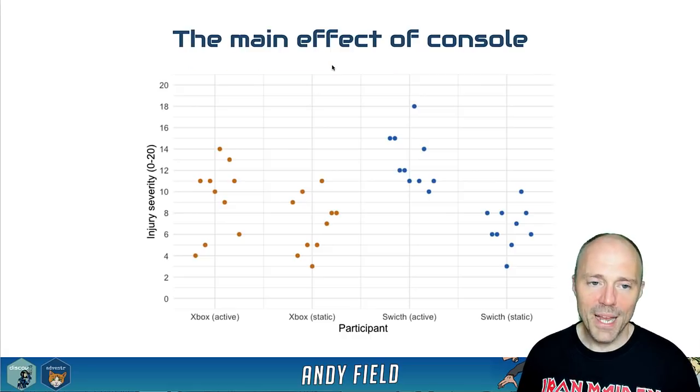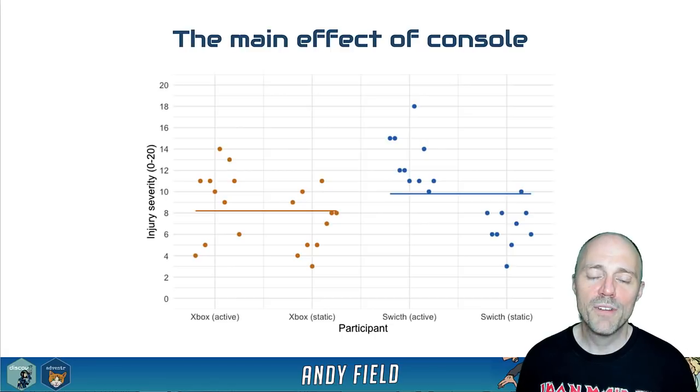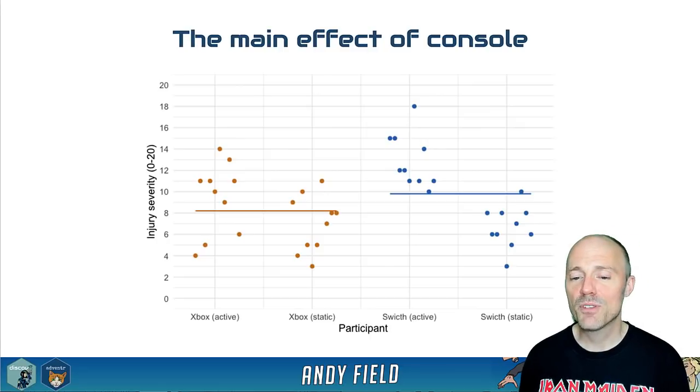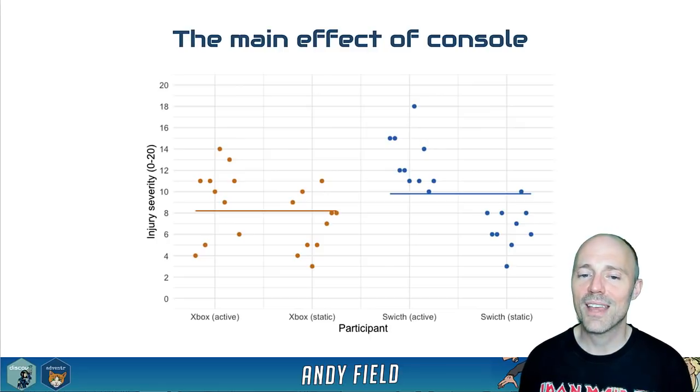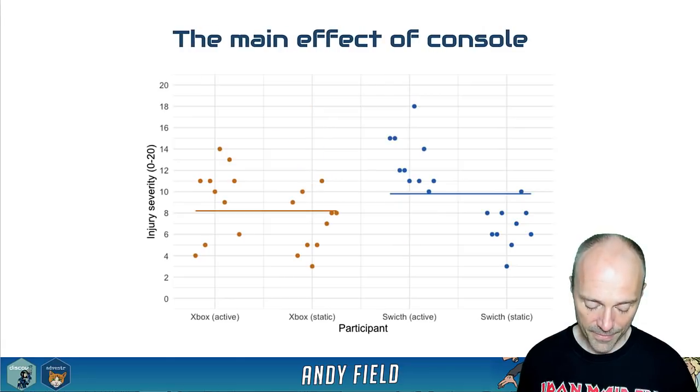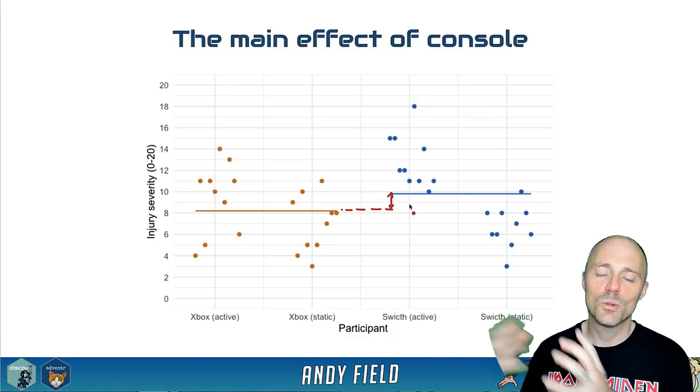So when we look at the main effect of console, what we're effectively doing is just lumping all of these data points together. We're saying anyone that played the Xbox, we don't care what kind of game they had, we'll lump all their data together and calculate the mean. We'll do the same for the Switch condition, lump all the Switch users together and take the average of all of their injuries. What do we get? The main effect of console is testing that difference. It's saying, is that mean different from that mean there? So it's lumping all the Xboxes together, all the Switch people together.